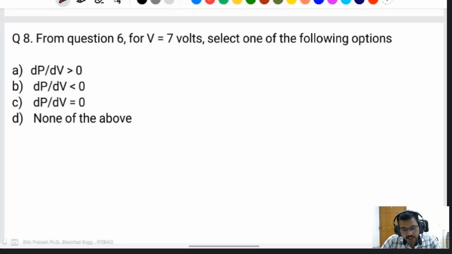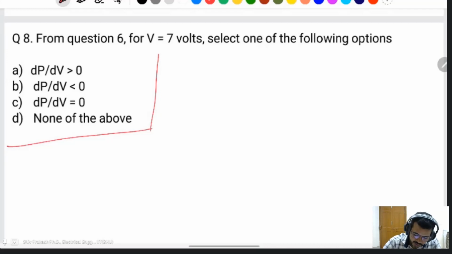At the right-hand side of the maximum power point, the voltage is increased and the power is decreased. That's why this is a negative value of dP by dV. If you want to check this, you can check it also.